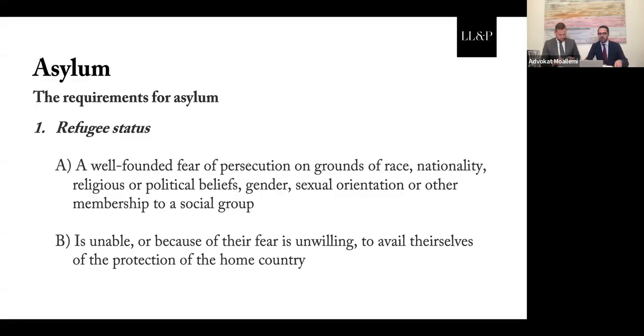So asylum, the requirements for asylum: there are two. Either you get refugee status, or you can receive what we'll talk about later, status as a person in need of subsidiary protection. To obtain refugee status, you need to prove that you have a well-founded fear of persecution on grounds of race, nationality, religious or political beliefs, gender, sexual orientation, or other membership of a social group. And you also need to be able to prove that you are unable to avail yourself of the protection of your home country.